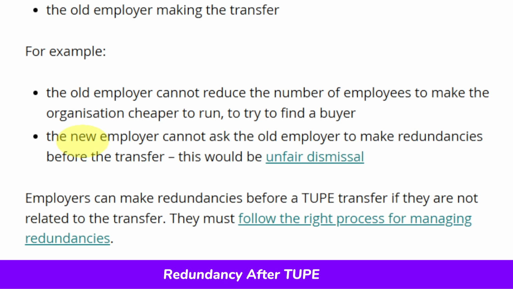So for example, you are currently working as a skilled worker employee for one organization and another organization is about to take over your company. But your current employer is giving you a tough time and wants you to be made redundant. They keep saying that we don't need you, the other company doesn't need you, and we want you to leave, or something like that. This is unfair dismissal. Employers can make redundancies before a TUPE transfer if they are not related to the transfer. They must follow the right process for managing redundancies.